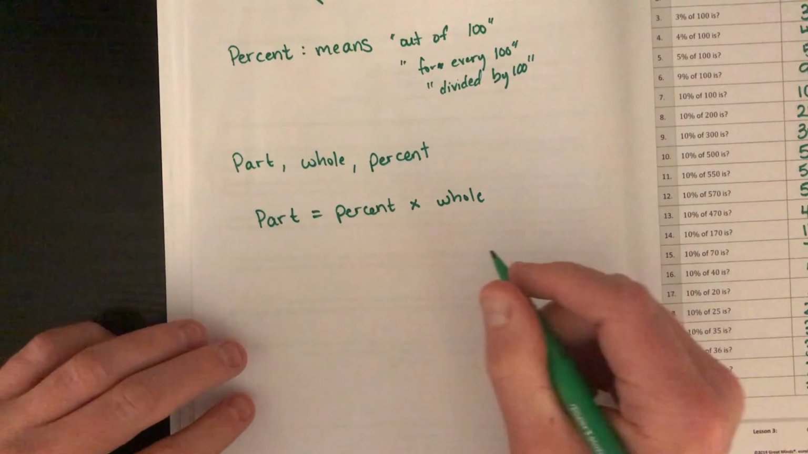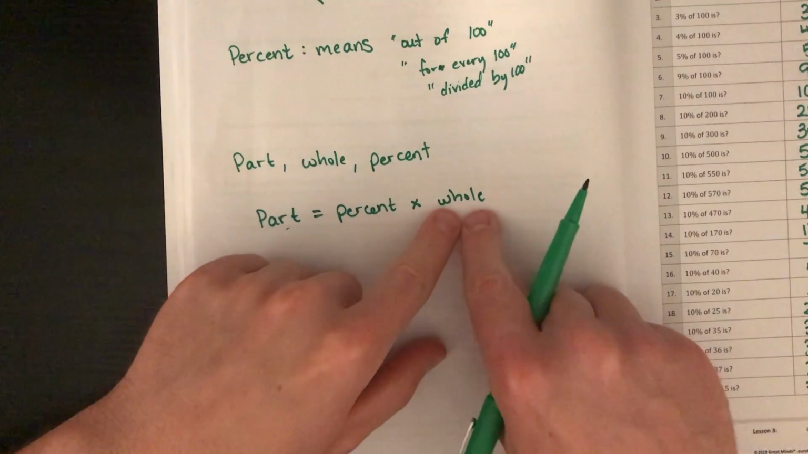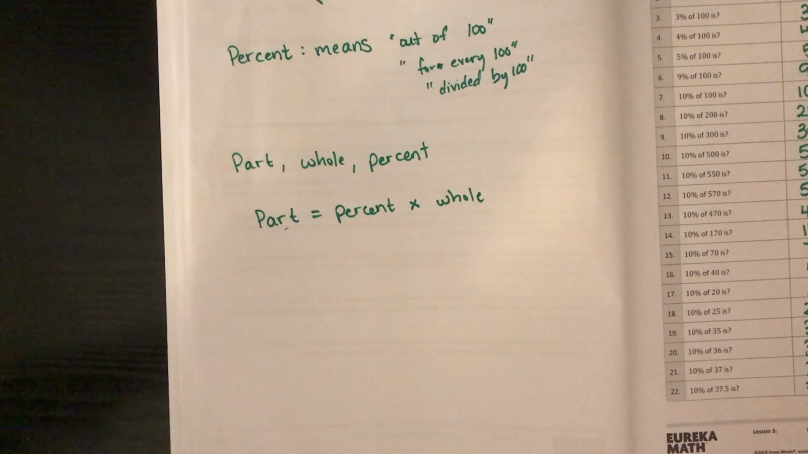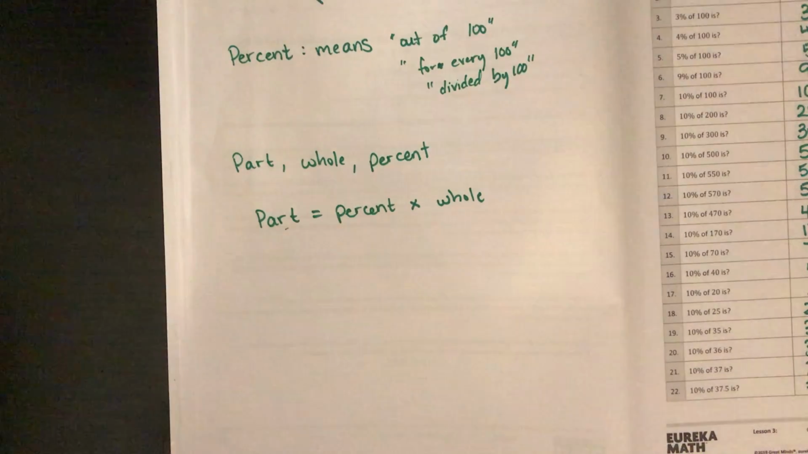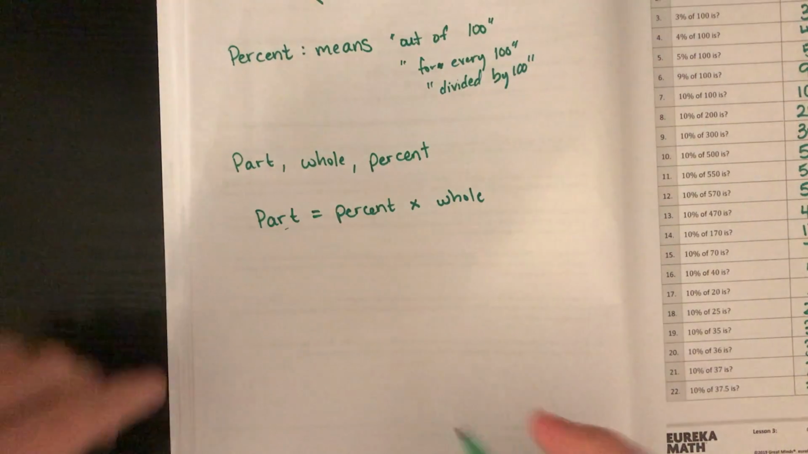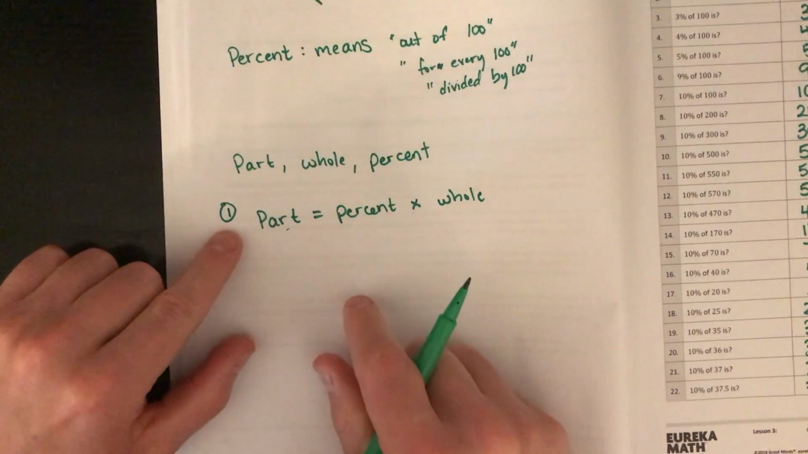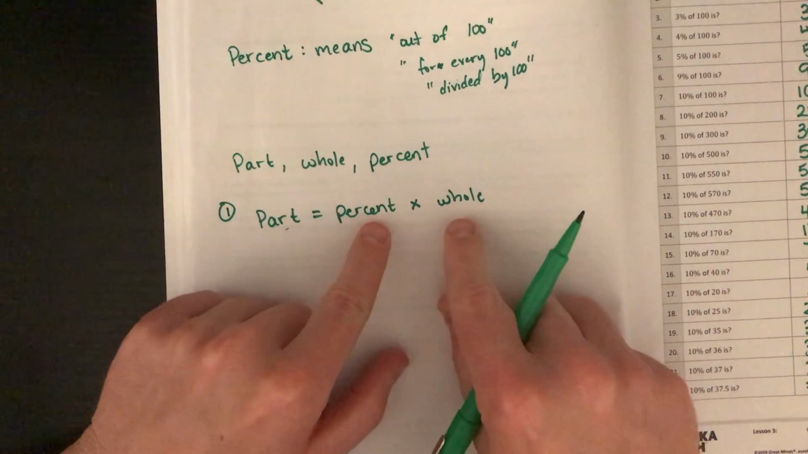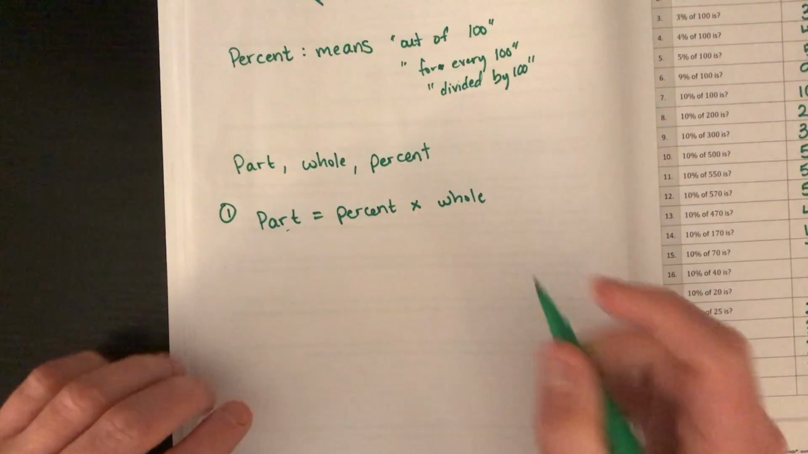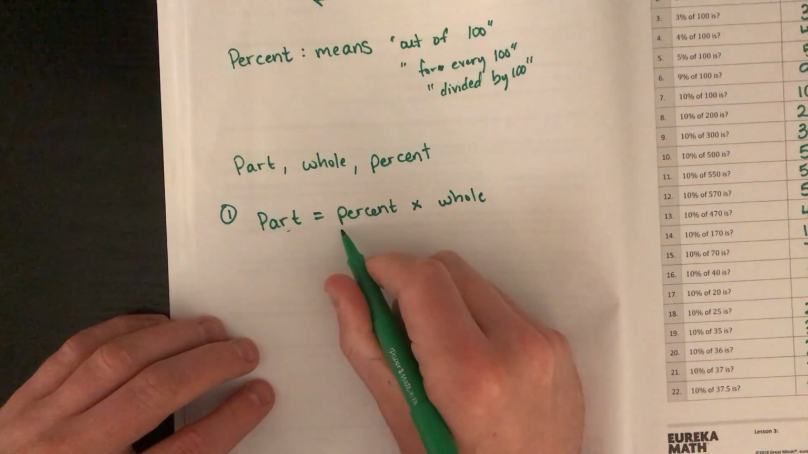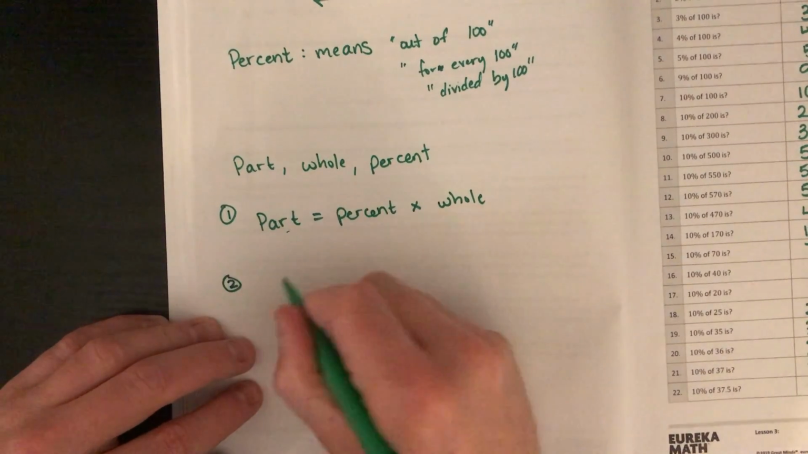So if we think of part as a variable, and percent as a variable, and whole as a variable, I can divide and multiply both sides of the equation by things and make new true equations that can work for other things. So this equation here, we could call equation 1. And you would use equation 1 when you have the percent and the whole and you need to find the part.